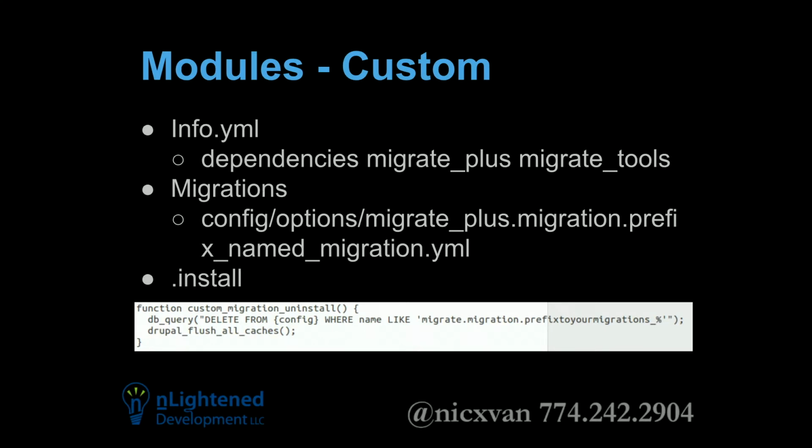And so what the custom module does is you just have an info YAML, which says, this is my module. And it sets the dependencies for those 2 contrib modules just to make sure that they don't get installed. And then you can put all your migration files in the config options Migrate Plus config options folder, and you name them Migrate Plus, Migrate, and then whatever your migration type is.